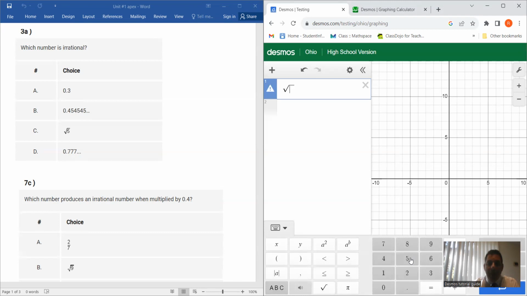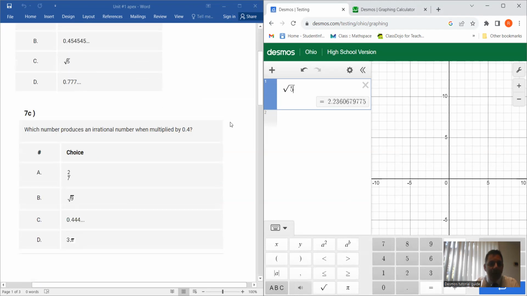You click that bottom, and the square root button is right there. Now, again, it won't go on forever because the screen is only so big, but you can see that these decimals continue to the end and do not repeat, clearly showing that square root of 5 is an irrational number.